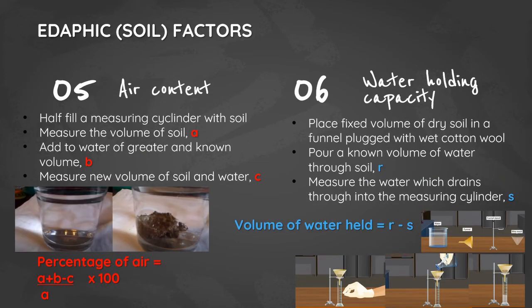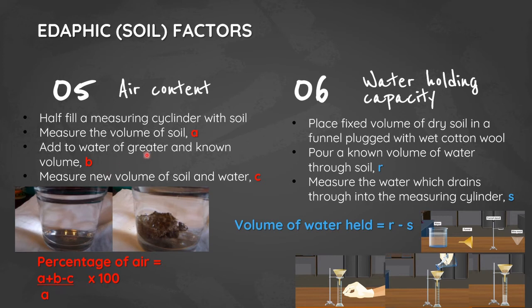So we can also find the air content and the water holding capacity of soil. In terms of the air content, we want to half fill a measuring cylinder with soil and measure the volume of soil, and we can call that A. We will add water of a greater unknown volume and call that B. We then measure the new volume of soil and water, which we can call C. So the percentage of air will be A plus B minus C, and divide that by A.